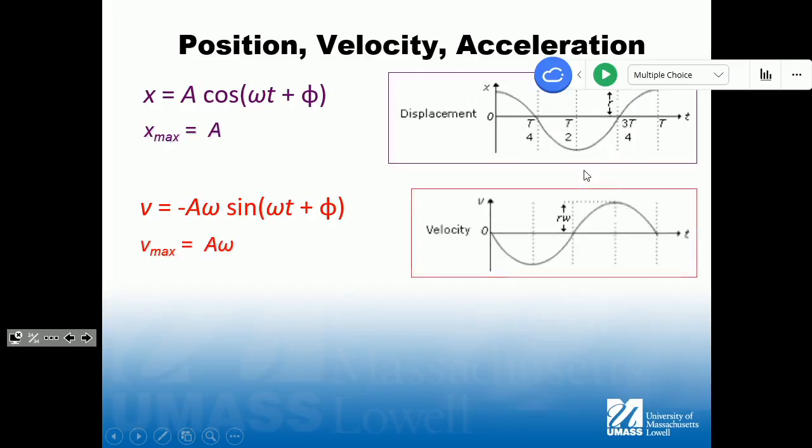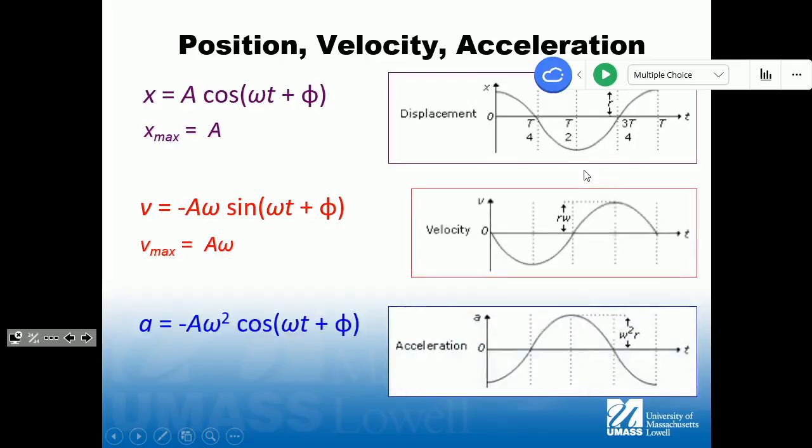Before you leave, this is the actual math for this. I do not expect you guys to know this. Your book has it for completeness, but you can describe position, velocity, and acceleration mathematically.